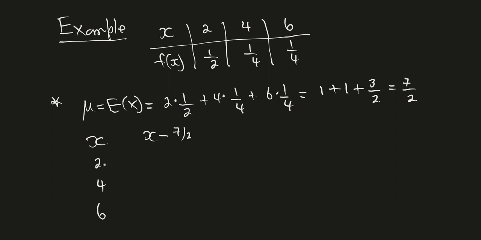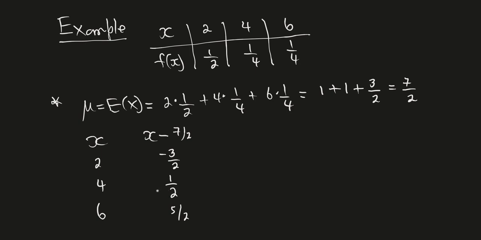So if I take 2 minus 7/2, I'm going to get negative 3/2. If I take 4 minus 7/2, I'm going to end up with 1/2. And then if I take 6 minus 7/2, I'm going to end up with 5/2. Right? So these are the deviations from the mean.